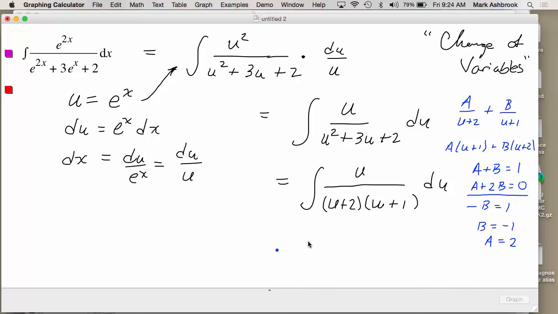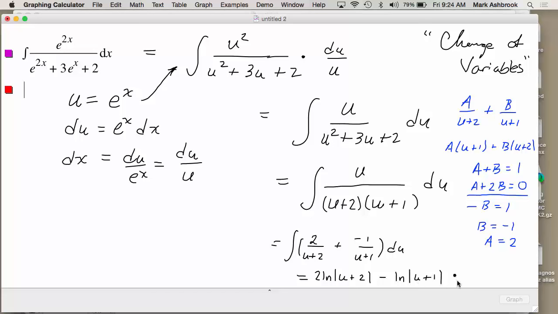So this thing equals the integral of 2 over u plus 2 over negative 1 over u plus 1, which is 2 ln absolute value of u plus 2, minus ln absolute value of u plus 1, plus c.